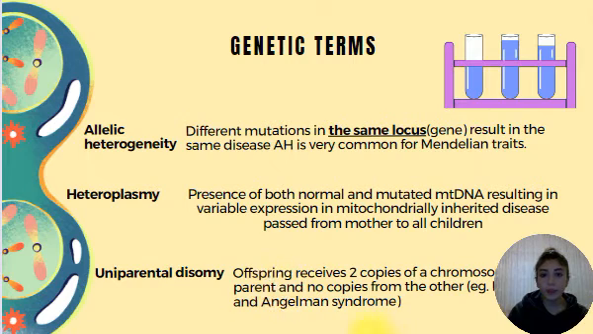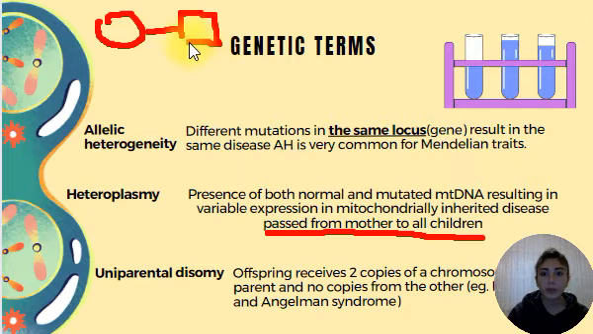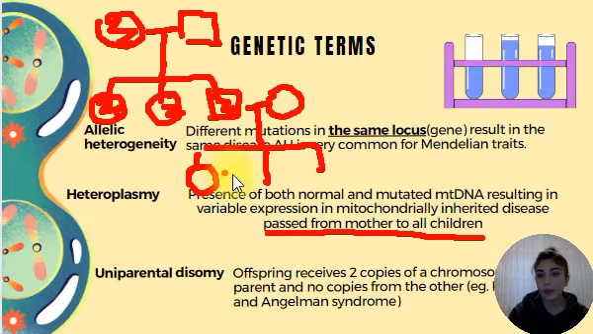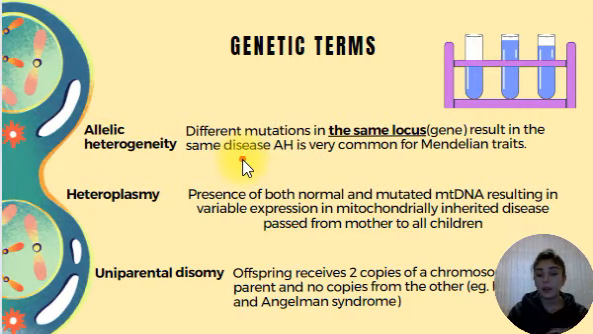Next is heteroplasmy. So heteroplasmy is presence of both normal and mutated mitochondrial DNA, resulting in variable expression in mitochondrially inherited disease passed from mother to all children. The point here is passed from mother to all children, right? So you will have a pedigree of mother and father, right? And if mother has the disease, all of their children will have the disease, right? They will be all sick. But if her son will have children, they all will be healthy, right? On the other hand, if her daughter will have children, all of her children will be sick. This is mitochondrial. Answer in this case is heteroplasmy, right?